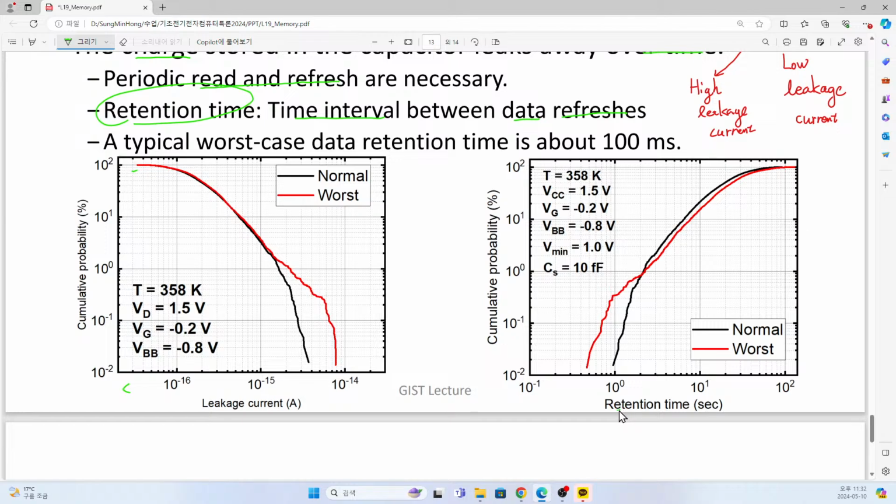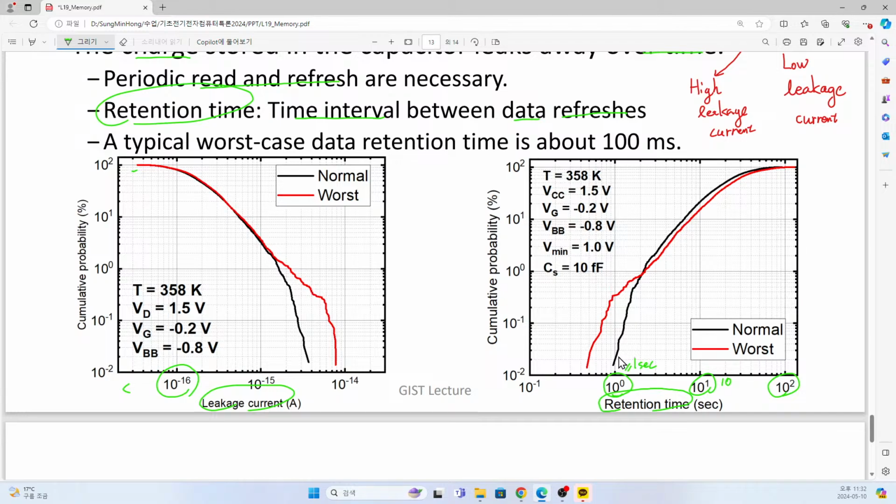So here we have a retention time. Retention time is actually inversely related to leakage current. If we have low leakage current, then it does not leak the charge quite fast, so it corresponds to long retention time. So this one here corresponds to 1 second, and this is 10 seconds, and this is 100 seconds.